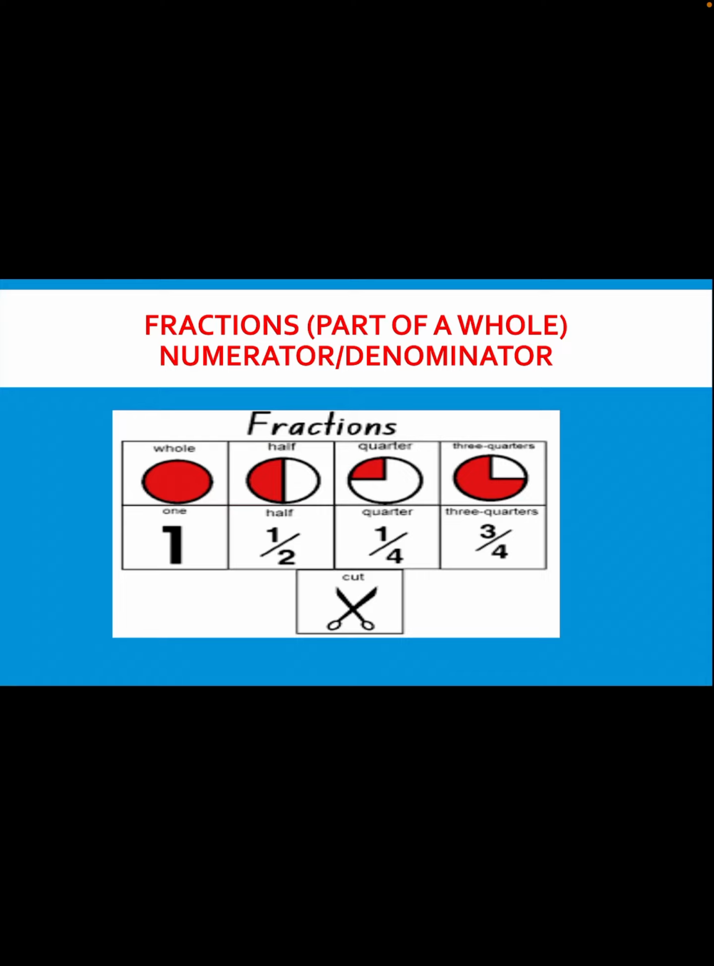Here you can easily see that the red circle is 1. When it is divided into two halves, it is 1 by 2. And when it is divided into four equal parts, it is 1 by 4. And you can easily see that when the red portion of the last one, that means when the 3 quarters are taken together, it becomes 3 by 4.